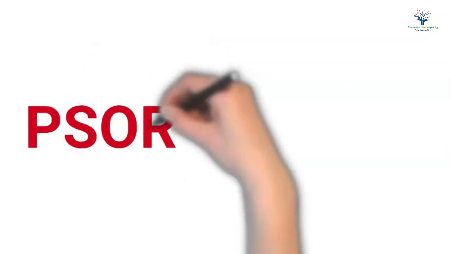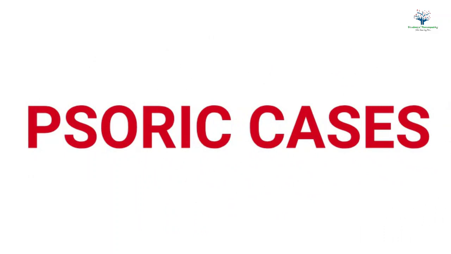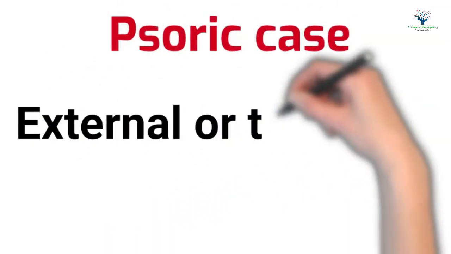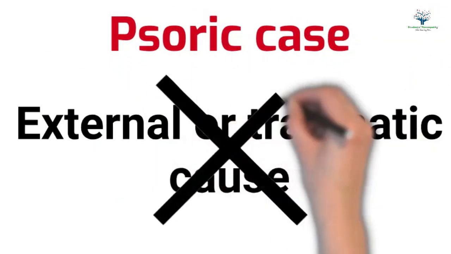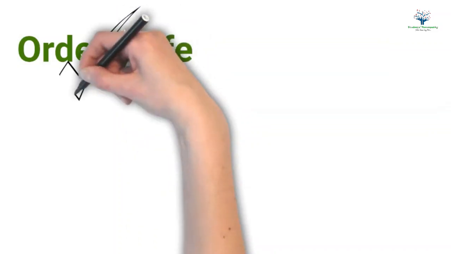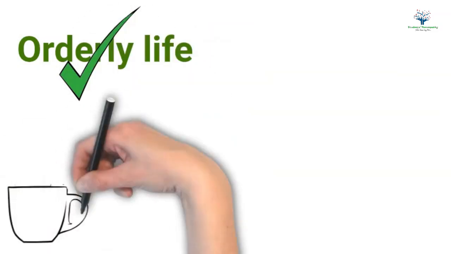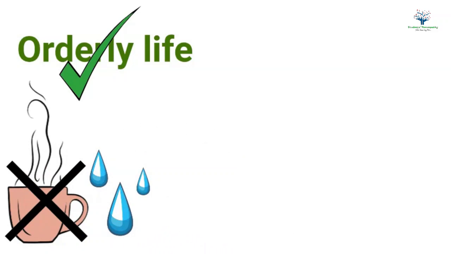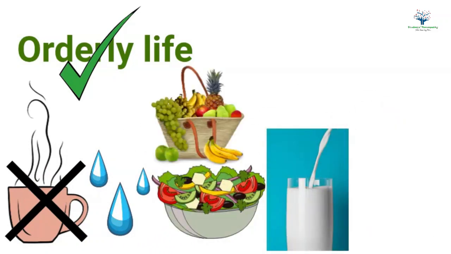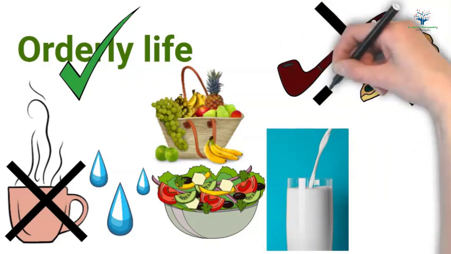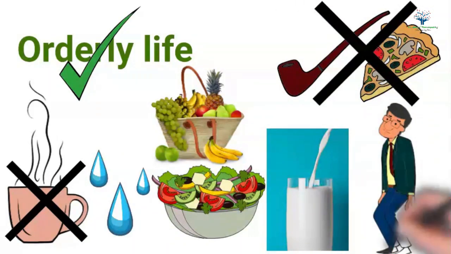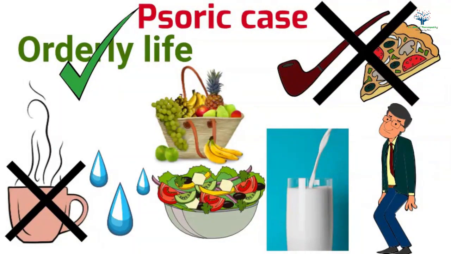Then, what are the Psoric cases? A Psoric case is that which has no external or traumatic cause. If, despite maintaining all sorts of orderly life like not using tea and coffee or taking only a small quantity of them, taking a balanced diet, removing all the external factors that can be a cause of indisposition, etc., one remains sick, then it is a Psoric case.